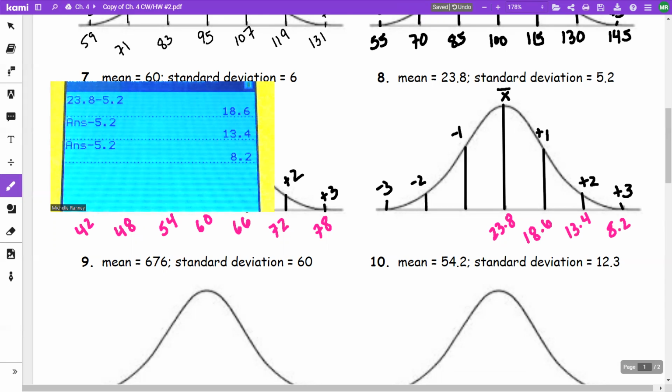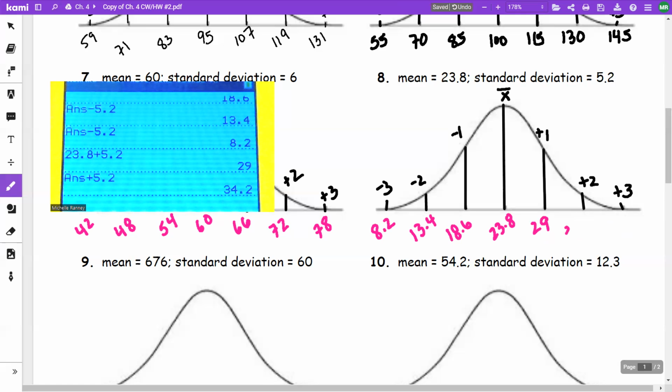Going the other direction, whoops, sorry, I'm doing that the wrong direction. Sorry, this is going to be my 18.6. I'm subtracting. This is my 13.4. This is my 8.2. The other side I need to add. So let me switch those around. I'm adding 5.2 and I get 29. I'm adding 5.2 and I get 34.2. And one more time, and I end up with 39.4.